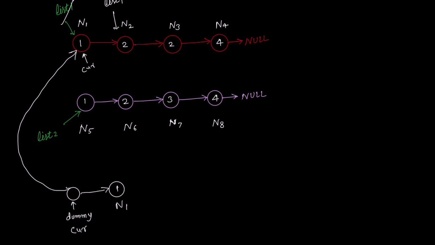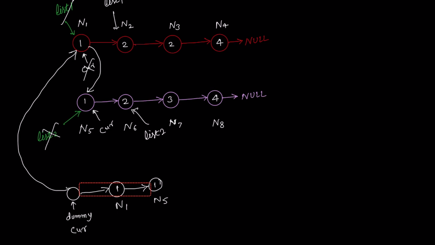Now we will again compare. Now we will compare the items 2 and 1. List 1 item is 2 and list 2 item is 1. So which one is lesser? This one is lesser. So what will happen, this current next pointer will be this one, so 1 will come here. So 1 is here, this is node 5. So this will be the updated current node, and this will be list 2. This list 2 will be updated here.